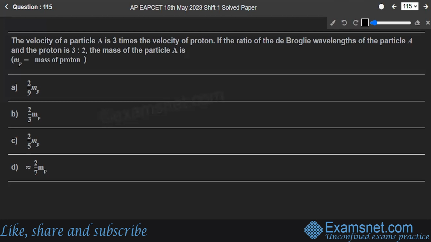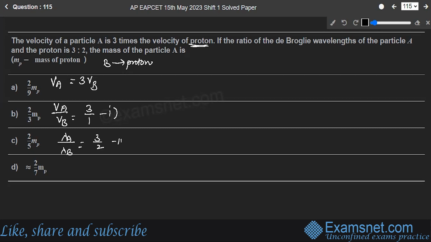Question number 115, the velocity of the particle A is 3 times the velocity of the proton. If the ratio of the de Broglie's wavelength of particle A and the proton is 3:2, you have to find out the mass of A. So you are given, first of all, that the velocity of A is 3 times the velocity of B, where B I'm representing as your proton. That gives you VA upon VB is equal to 3 upon 1. Let's say this is number 1. And according to the de Broglie's wavelength, the ratio of wavelength of particle A and B is equal to 3 by 2. Let's say this is number 2.